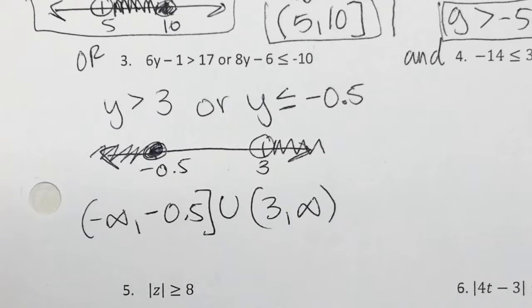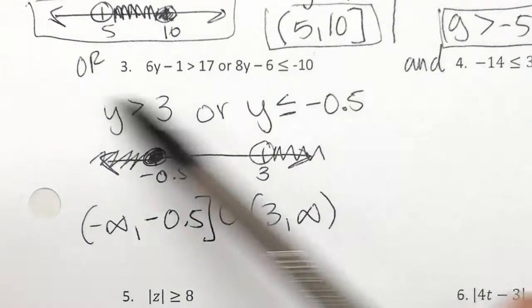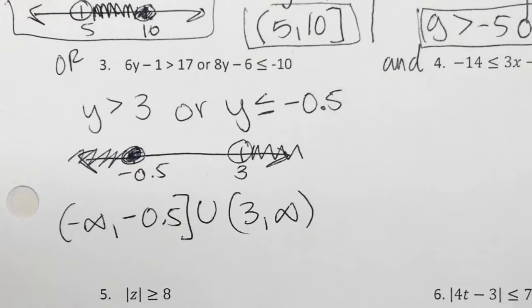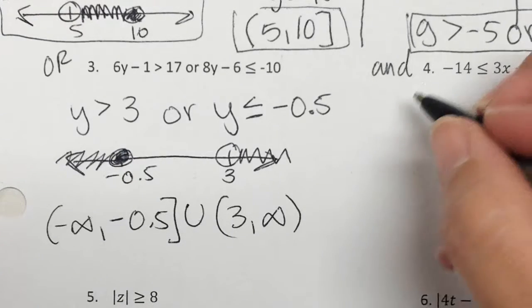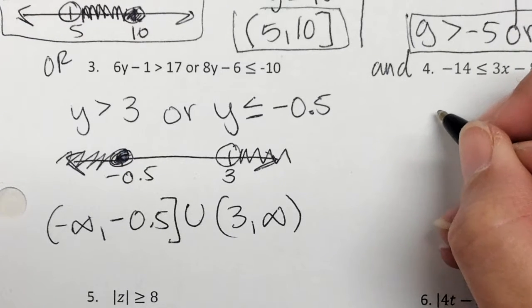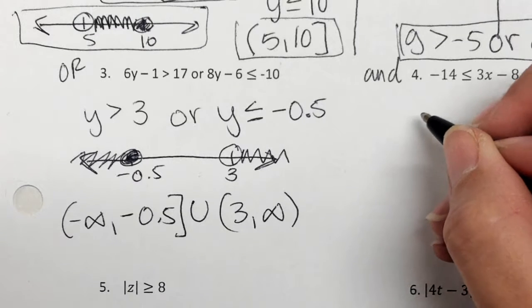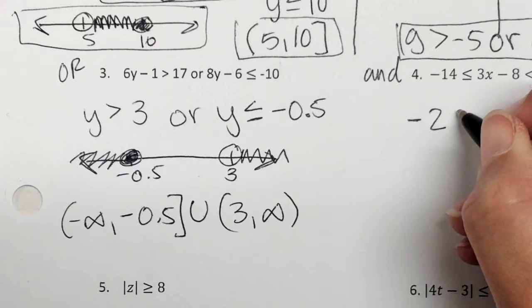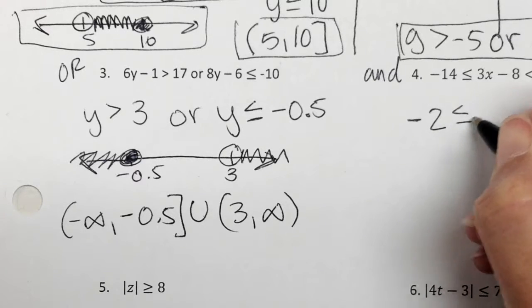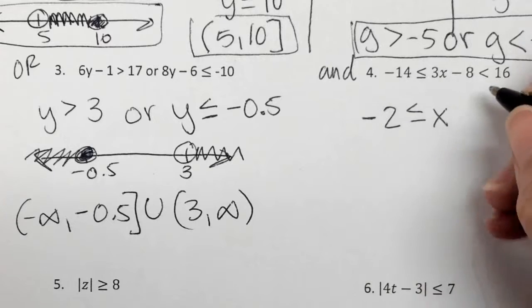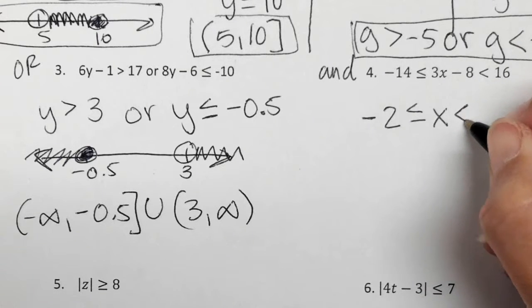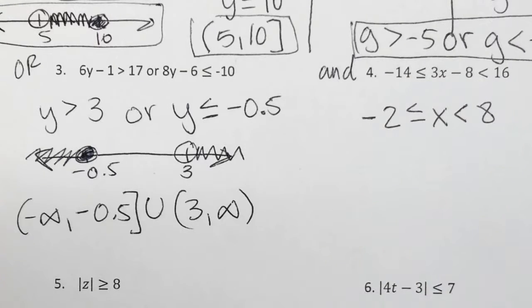Alright, same thing for the next one. So the first person, just tell me what you get for this part, okay? Alright, Dylan, what'd y'all get? We got -2 is less than or equal to x, and x is less than 8. Alright, everybody cool with that?